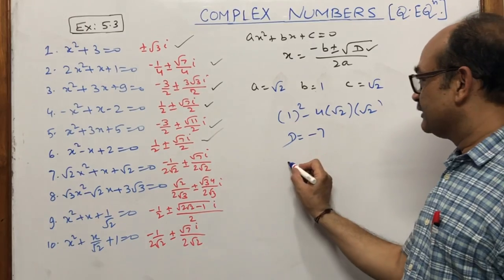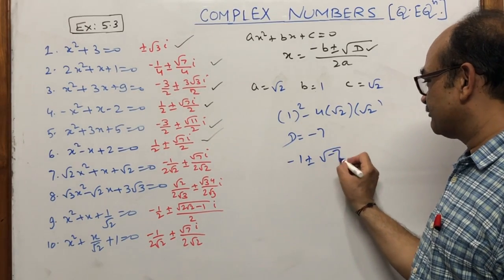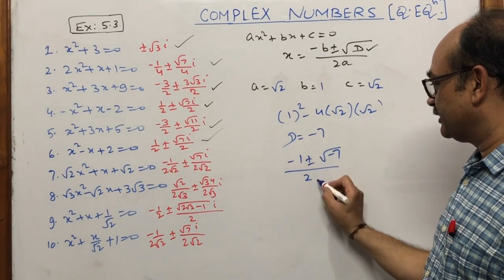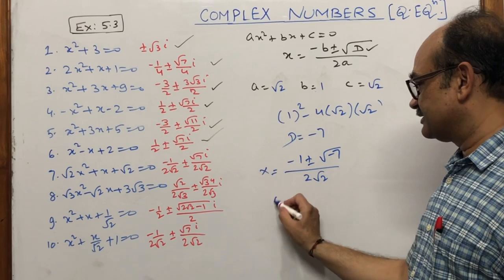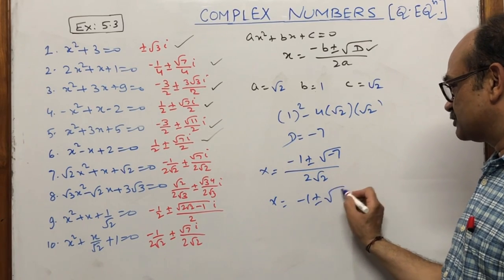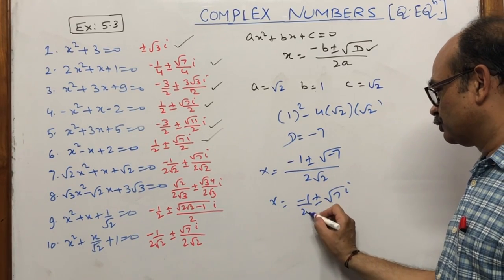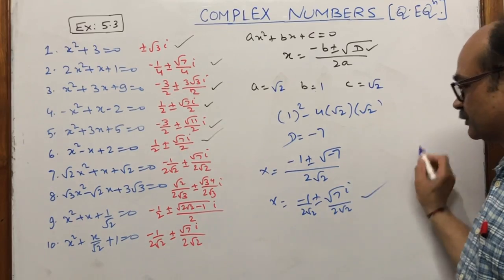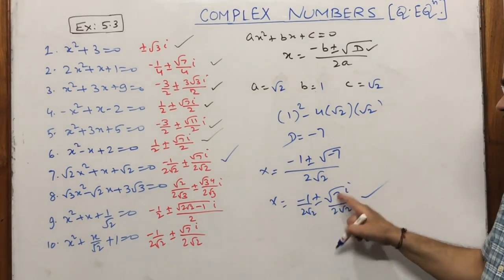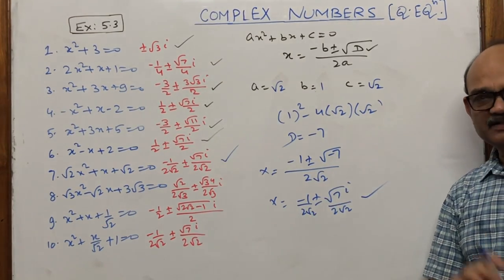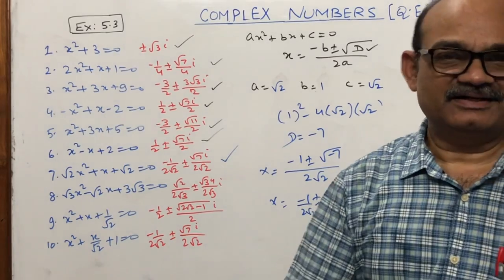Again, when you know D, minus B plus minus root 7 divided by 2A. X equals to minus 1 plus minus root 7 iota, 2 root 2, 2 root 2. See, minus 1 by root 2. Small changes, irrational numbers are there, otherwise the same.